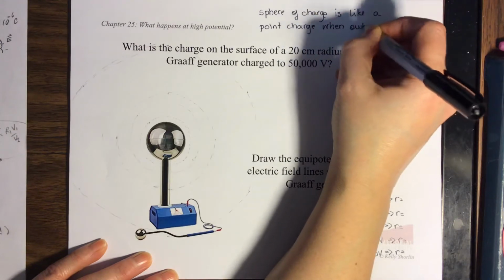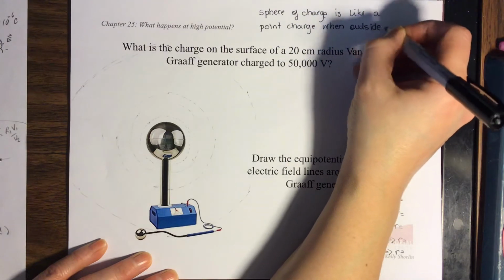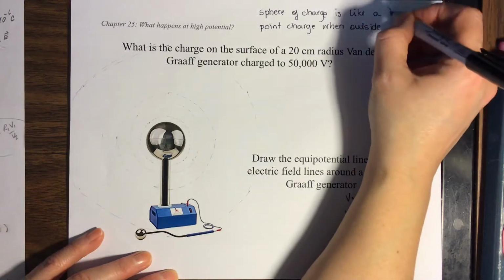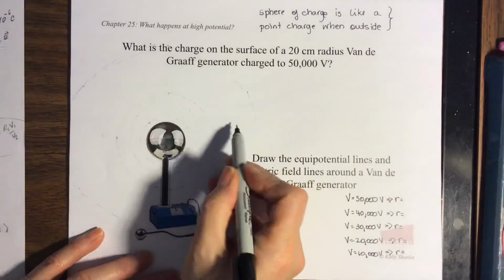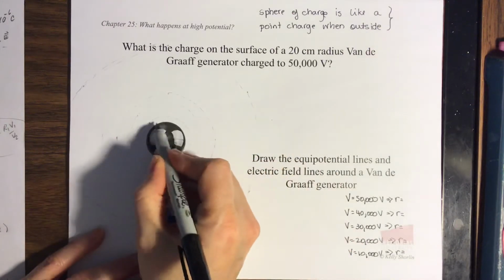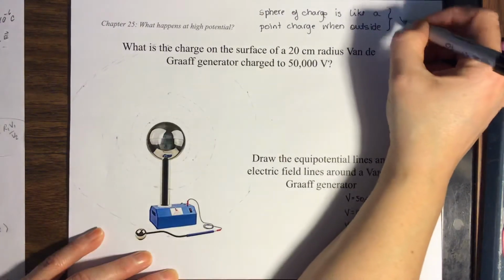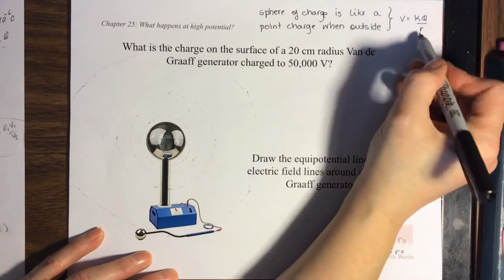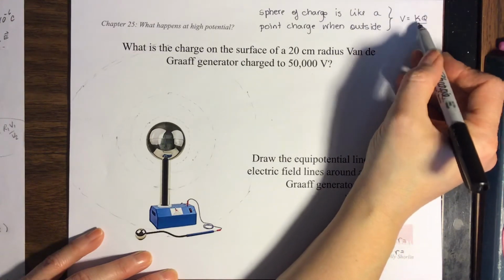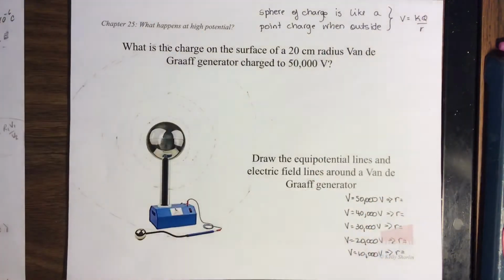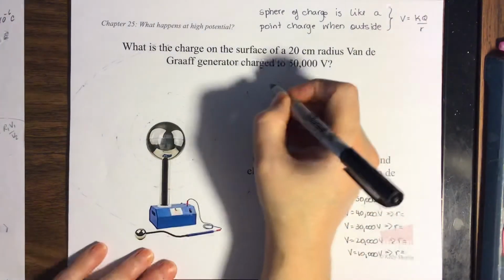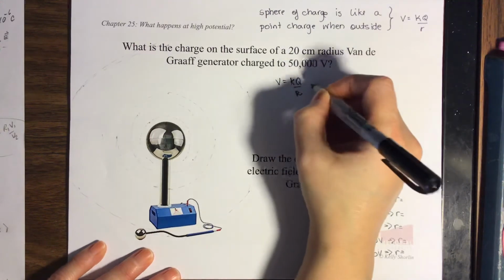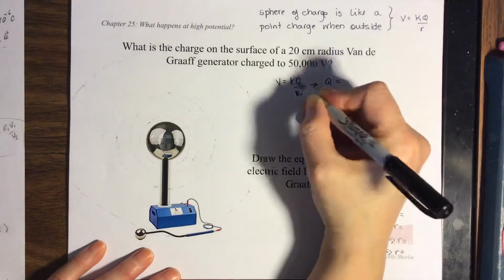That's the same as the electric field. When you're outside of a spherical charge, the electric field looks just like that of a point charge. So that means that anytime we're outside our Van de Graaff generator or right at the surface, we can use the expression V equals KQ over R, where R is the distance to the center, Q is the charge, and K is Coulomb's constant.